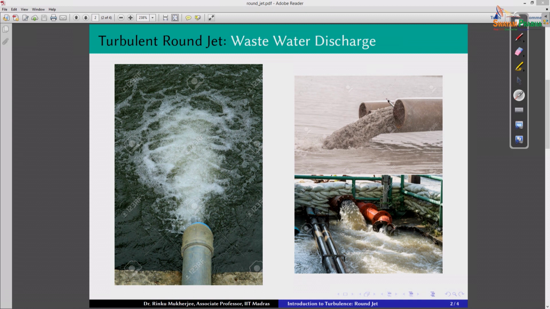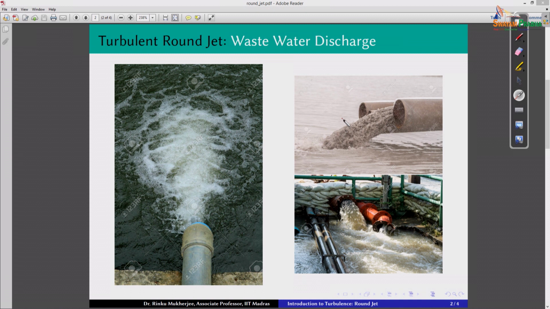Given that in 1 hour you're placing so much dirty water, wastewater, into the river, how exactly is this going to move, and where is it going to land up? So that's the type of question we will need to figure out, and probably try to answer.